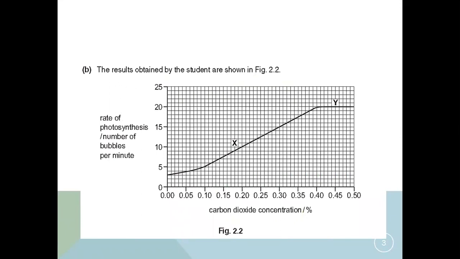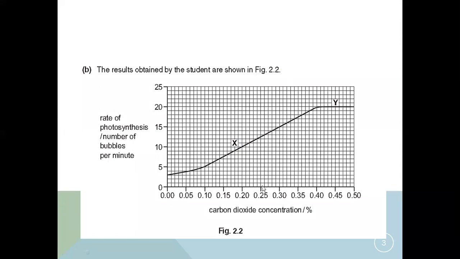The results obtained by the students are shown. If you see here, the carbon dioxide concentration is increasing, and the rate of photosynthesis is high. But at a point like 0.40, at this point the rate of photosynthesis becomes constant. It means at y the rate of photosynthesis becomes constant, while at x it is still increasing.